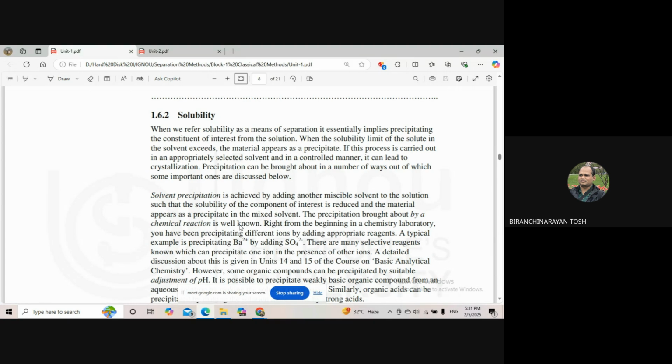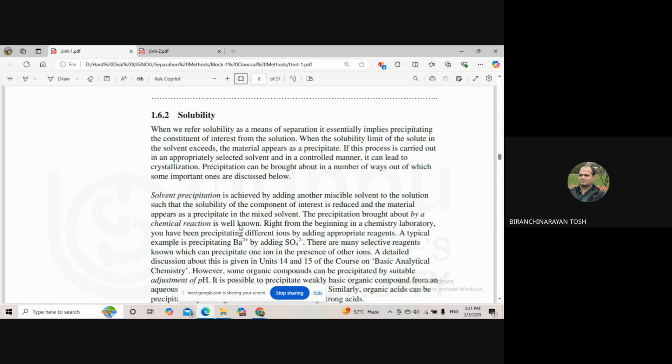So solubility means separation. Separation essentially implies precipitating the constituent of interest from the solution. So it is soluble, and we have to precipitate the solute from the solution. That means it depends upon the solubility. For example, if a solute forms a solution and the reaction is endothermic, then with an increase in temperature, more and more solute will go into solution.